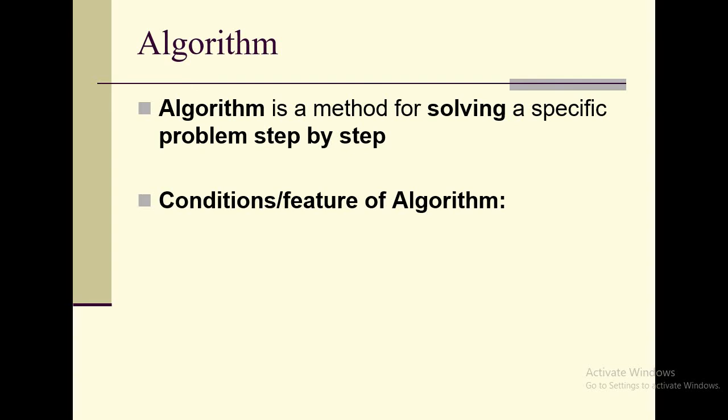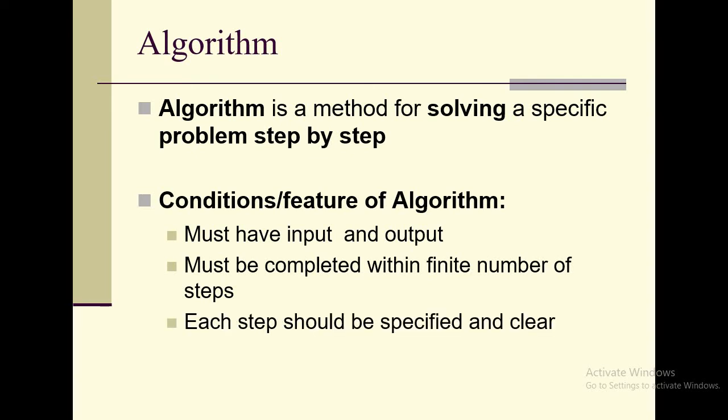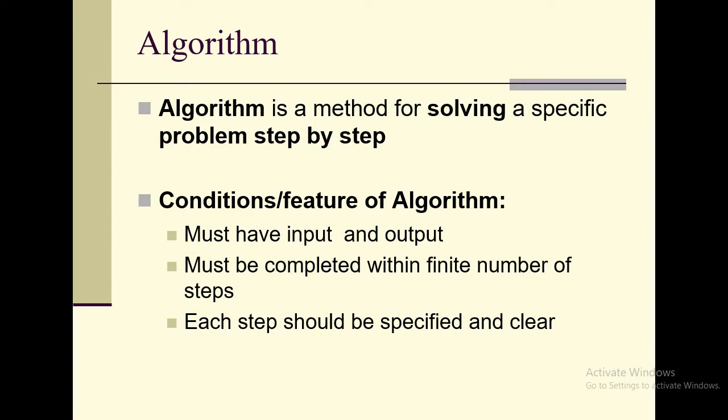And there are some conditions or features of an algorithm. Each algorithm must have some input and output. It must be completed within a finite number of steps, and each step should be specified and clear. Okay, it must be completed within a finite number of steps.